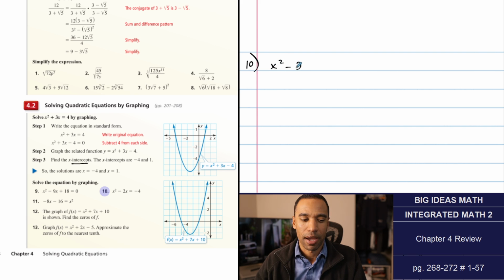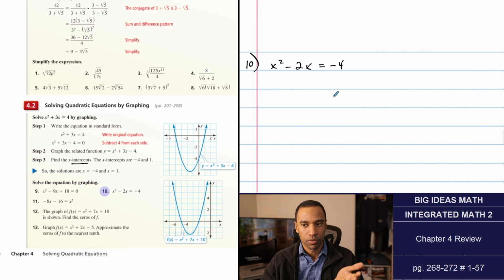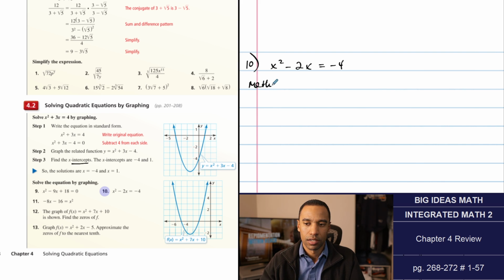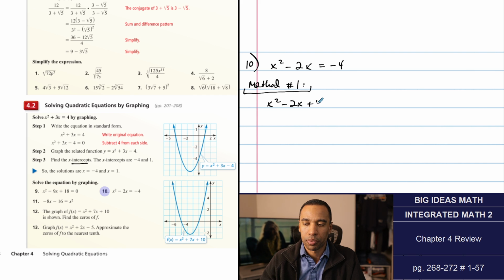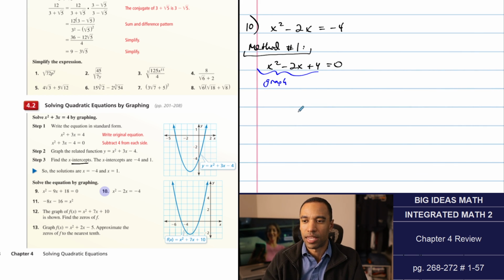X squared minus 2x equals negative 4. So you have two options. Let me kind of show you them both. Let's go to what we just did before using method number 1. Method number 1 will basically be set this equal to 0. So we'll have x squared minus 2x plus 4 equals 0. We're going to graph y equals this, as if it's y equals that.